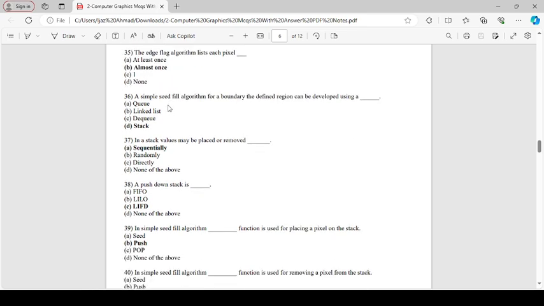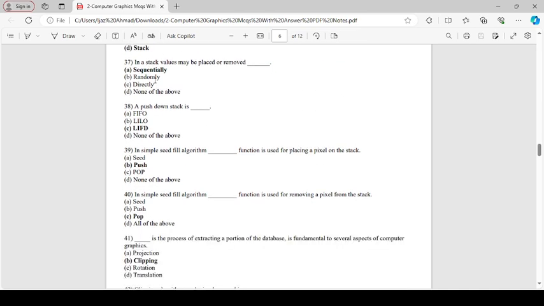A simple seed fill algorithm for a boundary-defined region can be developed using a stack. In a stack, values may be placed or removed sequentially. A push down stack is a LIFO.